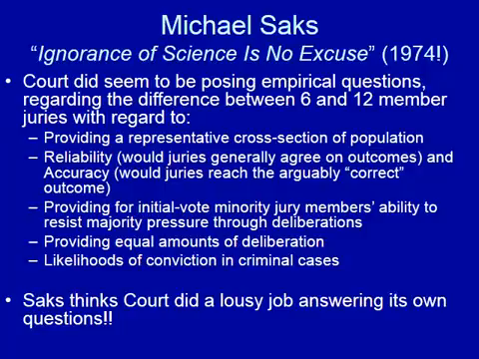And we remember, reliable here meaning, would juries generally agree on outcomes in similar cases with similar facts? And accurate meaning, would juries reach the arguably correct outcome? Third, would 6 and 12-member juries provide adequately for initial vote jury members' ability to resist majority pressure? And next, would they provide equal amounts of deliberation? And would the likelihood of conviction in criminal cases be about the same? Those are the questions the court seems to be posing for itself when it's talking in the opinion. But then Saks goes on to criticize the court's process in coming up with answers to its own questions.